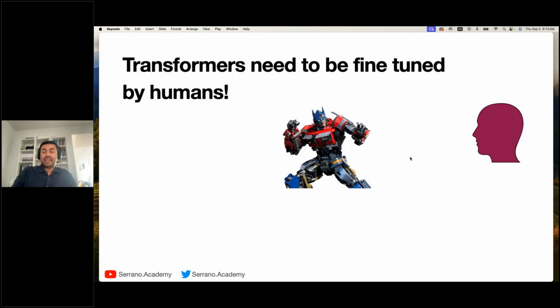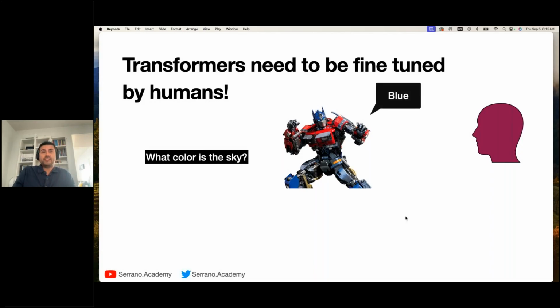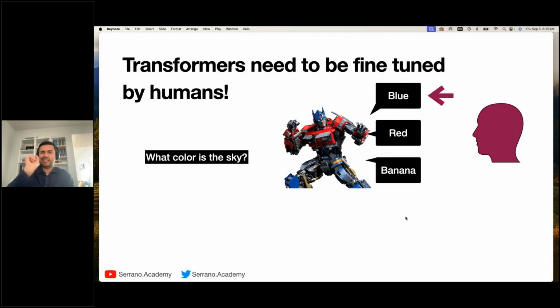The idea is that we want to play a game where the agent is the LLM that's talking, and the actions are given by that, and the values are given by the human. So when the transformer is given a prompt that says what color is the sky, the transformer answers with 3 options: blue, red, and banana. Then a human comes in and says, hey, I think you want to say blue. So I'm going to click on that one.